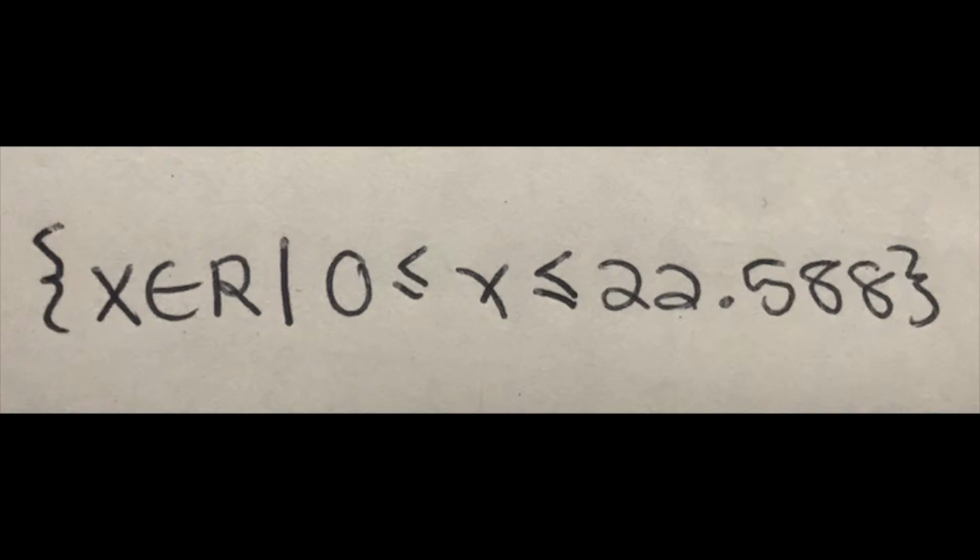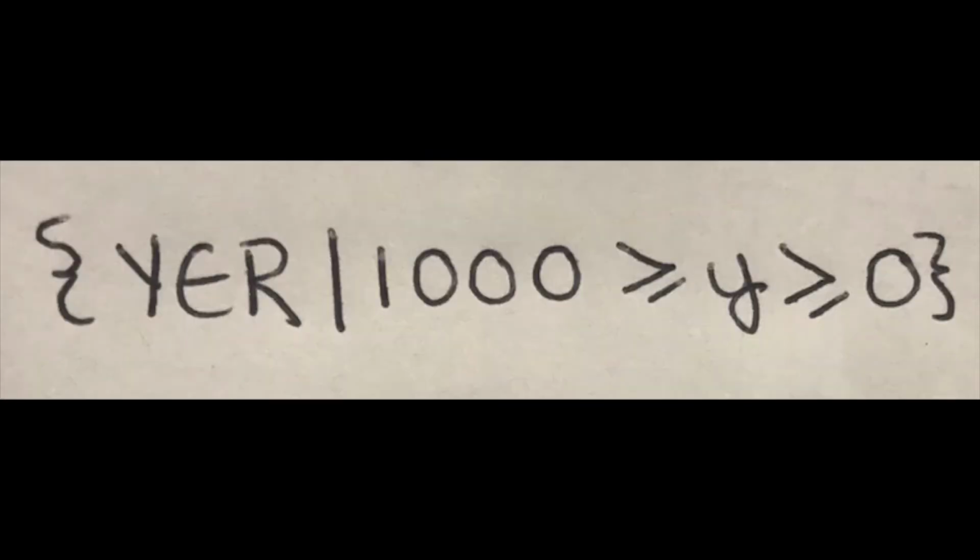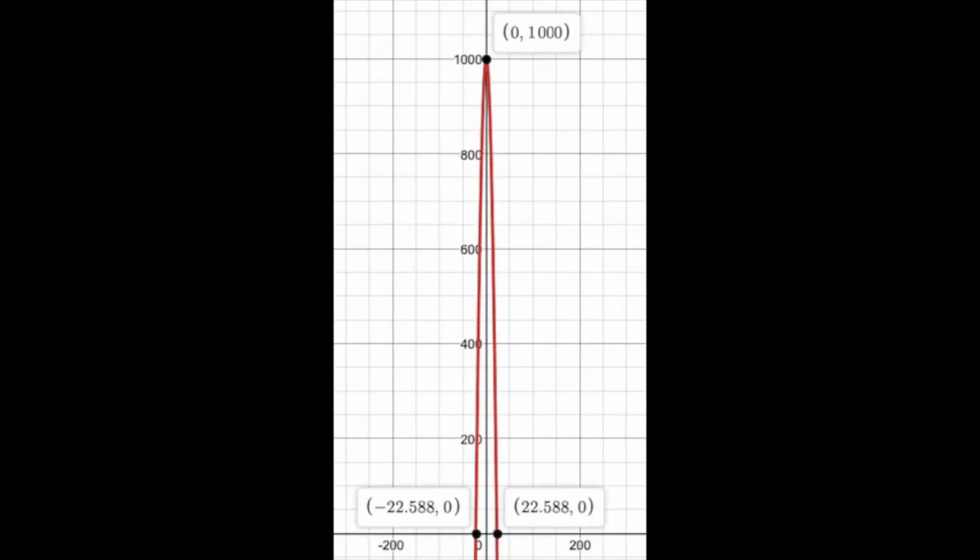In this case, the domain is x belongs to the set of reals, where x is larger or equal to 0 and smaller or equal to 22.588. The range is such that y belongs to the set of reals, where y is less than or equal to 1,000, but larger or equal to 0. This makes sense since our x-axis represents the time it takes in seconds for the object to hit the surface, and the y-axis represents the distance from the surface in meters.